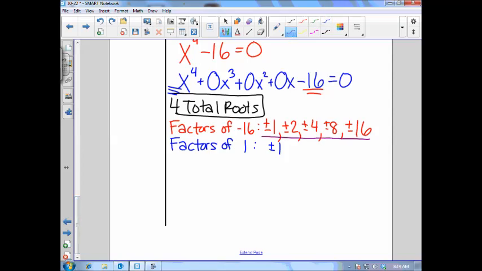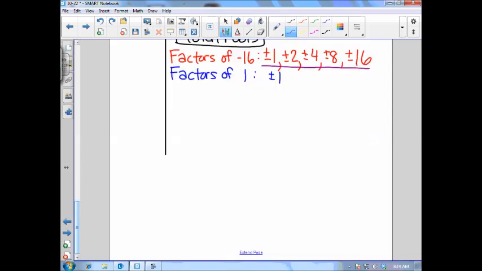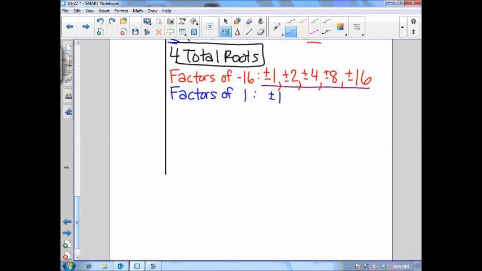In this case, again, if the leading coefficient is 1, then this list of all possibilities is actually just a list of all possible rational roots. Because we could have some complex roots. So the plus and minus 1 is just the numerator when we divide by 1.